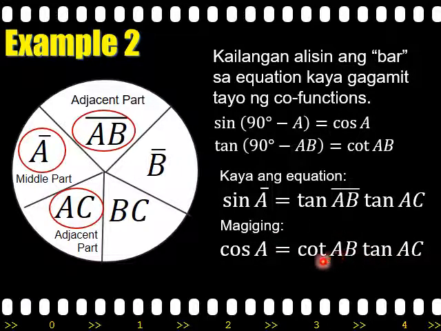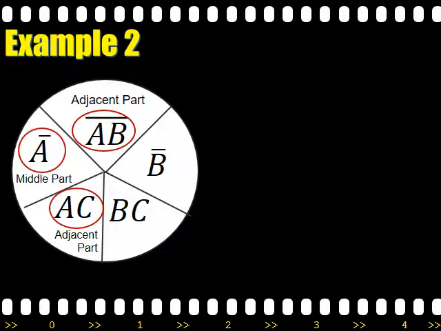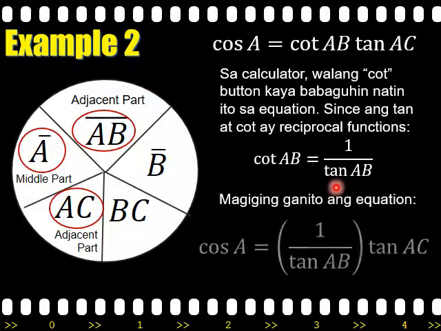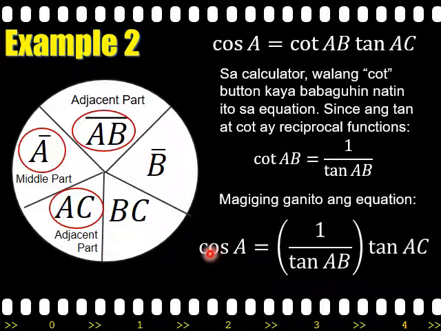So, again, meron tayo ditong cotangent. Okay? So, anong gagawin natin dyan pag may cotangent? Ita-translate natin siya using yung tangent, kasi reciprocal function ng tangent ang cotangent. So, magiging ganito siya. Cotangent AB is just equal to 1 over tangent AB. So, yung final equation mo, magiging cosine A. Papalitan natin yung cotangent AB ng 1 over tangent AB times tangent AC.